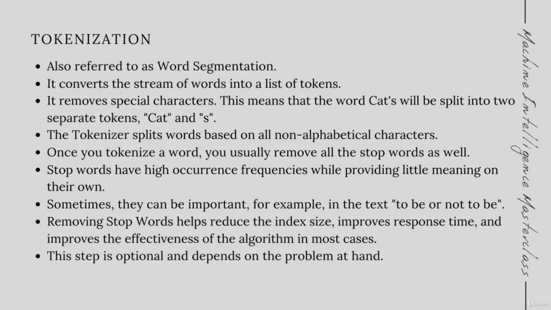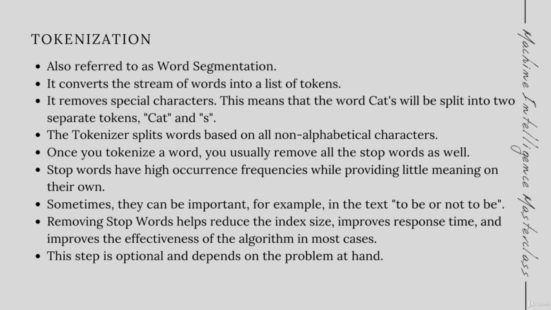Tokenization, also referred to as word segmentation, converts the stream of words into a list of tokens. A limitation of tokenization is that it also removes special characters. This means that the word cat's with an apostrophe will be split into two separate tokens, cat and s. The tokenizer splits words based on all non-alphabetic characters, which also includes the apostrophe.